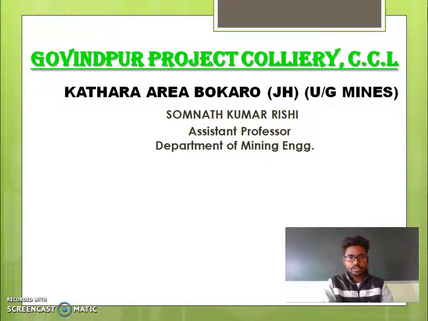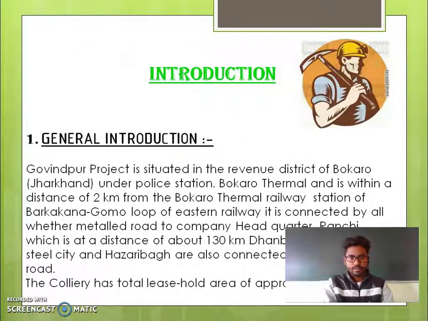Today I am going to introduce the project which is going on at Govindpur Colliery, CCL underground mines at Bokaro, Jharkhand. These are some introductions. Govindpur project is situated in the revenue district of Bokaro in Jharkhand, under the police station Bokaro Thermal, at a distance of 2 km.